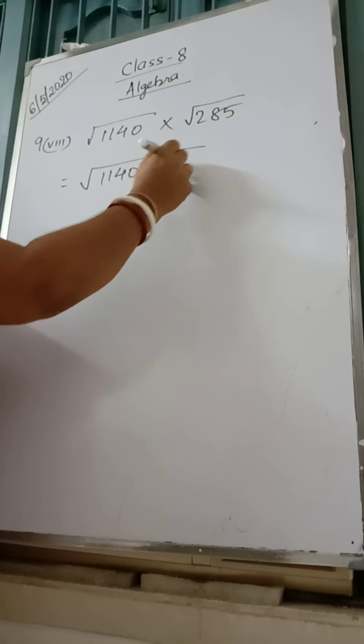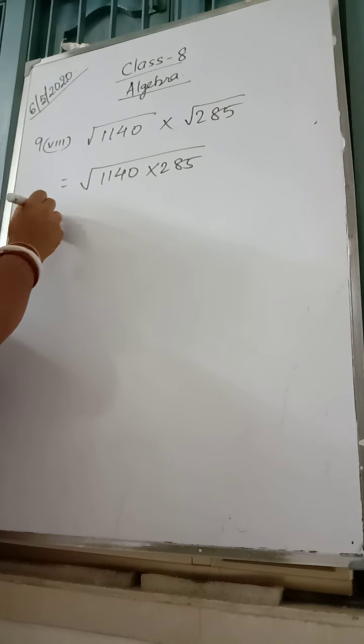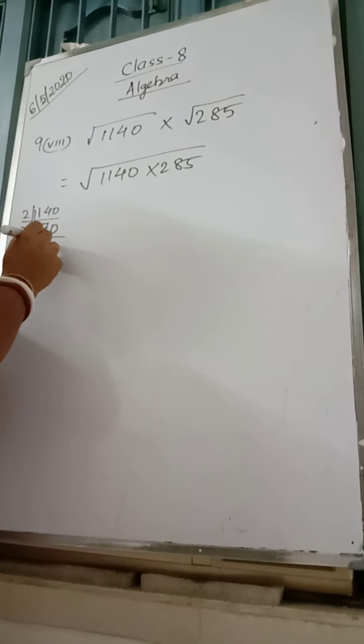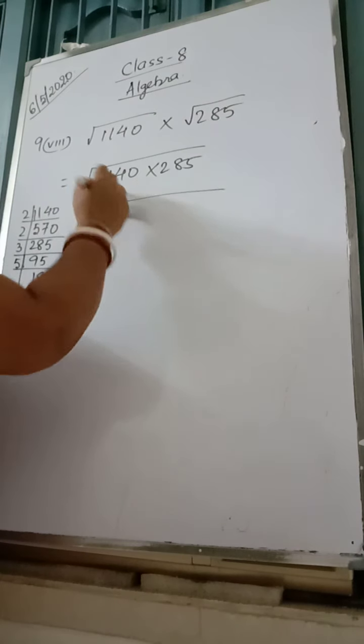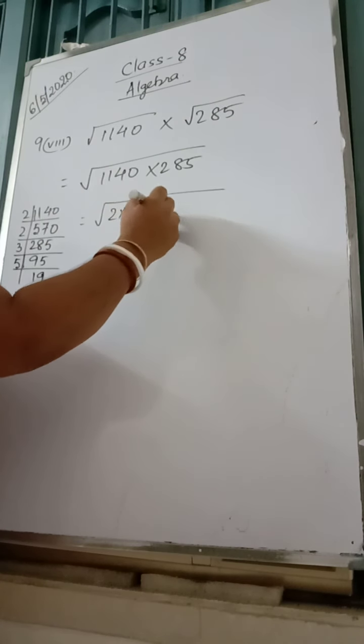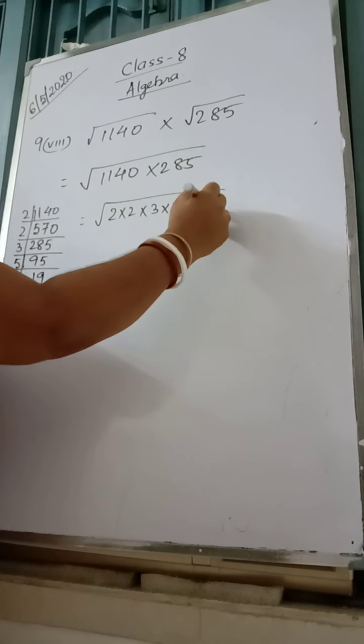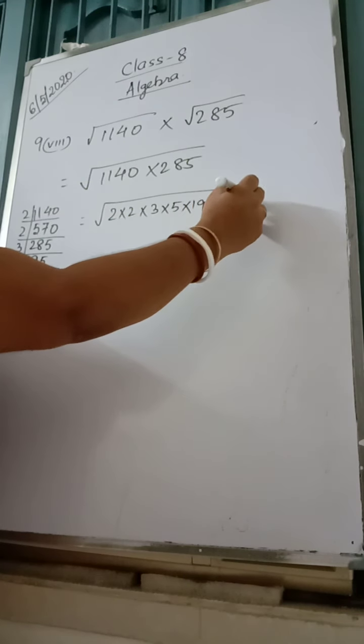1140 into 285. Get the square root by the prime factors of 1140. 2 5's are 10, 2 7's are 14, 0. 2 2's are 4, 2 8's are 16, 2 5's are 10, 3 9's are 27, 3 5's are 15, 5 19's are 95. Coming to 285, 3 into 95, 5 into 19. So for 1140 we are going to write 2 into 2 into 3 into 5 into 19. And for 285 we are going to write 3 into 5 into 19.